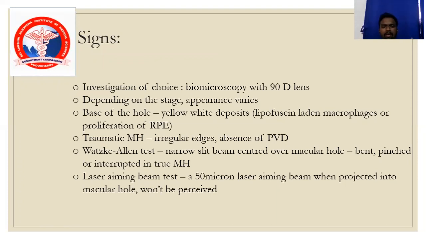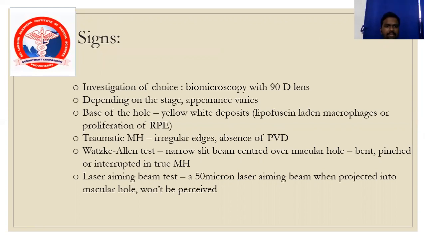The sides or the edges of an idiopathic macular hole, on the other hand, is going to be a regular edge. Okay, it's going to be a regular edge, and in case of an idiopathic macular hole, usually this posterior vitreous detachment may or may not be present. So what are the two subjective tests that we can do in such patients with macular hole?